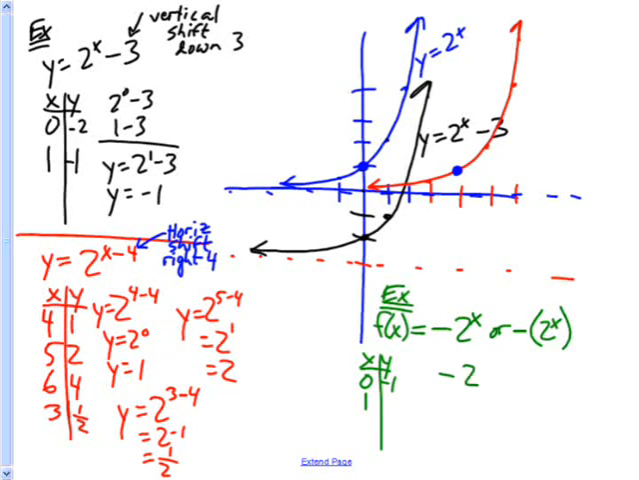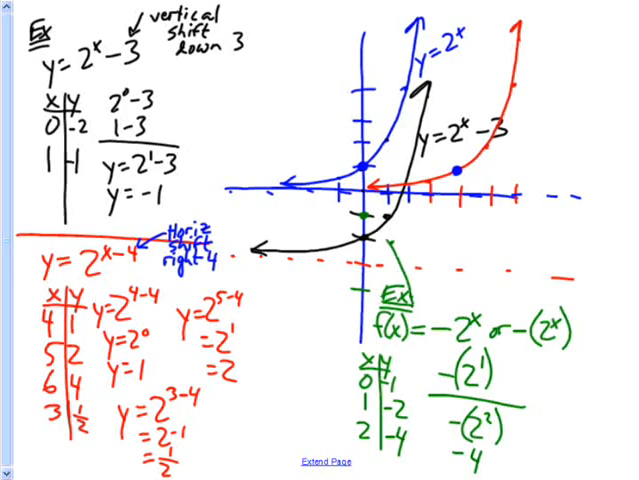Negative 2 to the 1. Remember, you do the 2 to the 1 first before you apply that negative out front, so you get negative 2, right? Plug 2 in. Negative 2 squared. So negative 4.